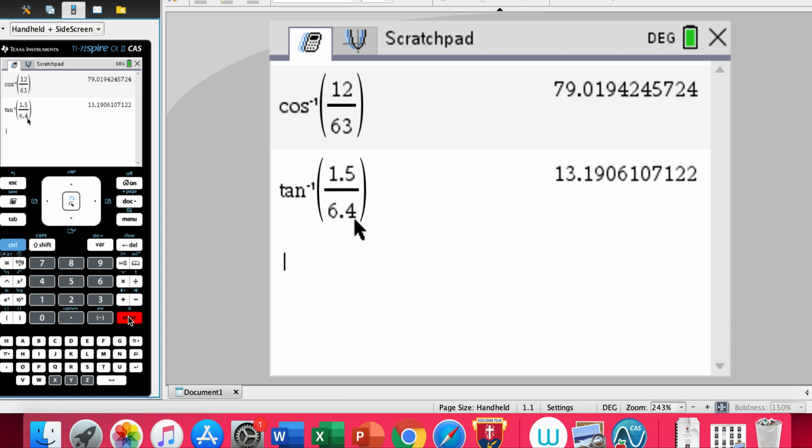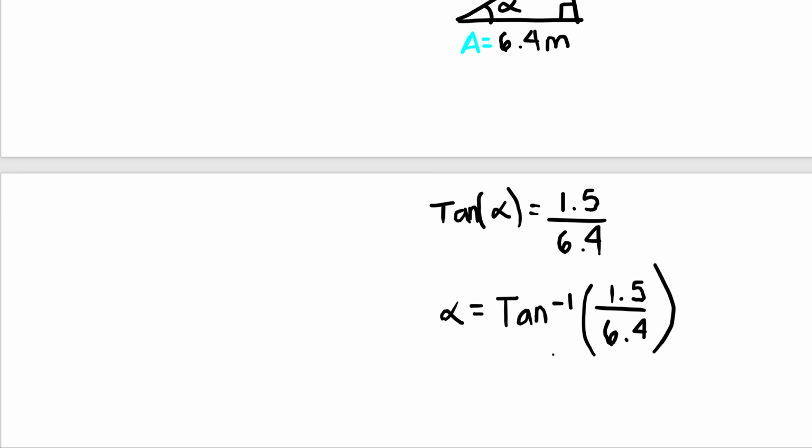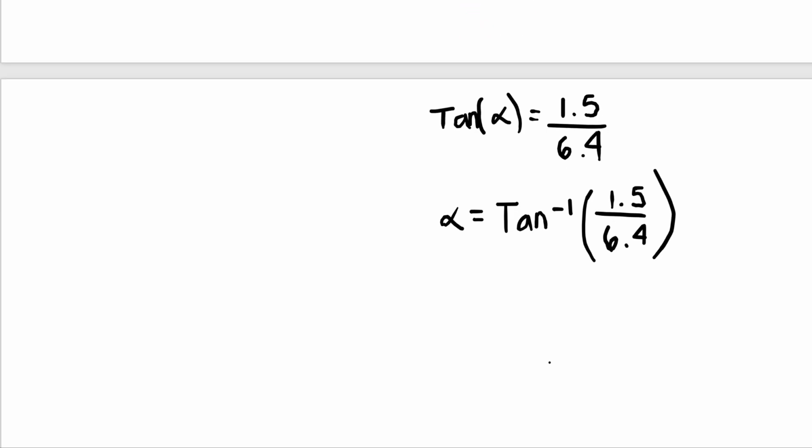Control Enter. And it says to the nearest degree, so it has to be to the nearest unit, so it's going to be 13 because the next decimal place is 1, so it's going to be 13.1, just 13. So alpha is equal to 13 degrees.